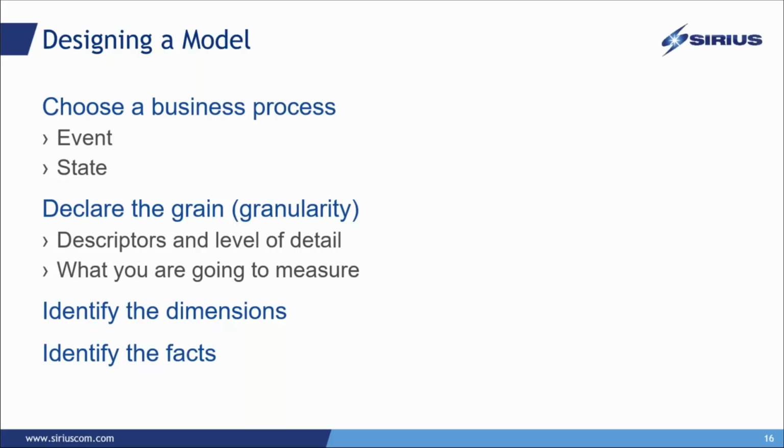Declaring a grain actually implies these things as well. So this is more of just converting what we're talking about in business terms to our model. And so we identify our dimensions and we identify our facts. One thing when we're talking about granularity is that when we create a fact table, every fact in there needs to be the same grain.